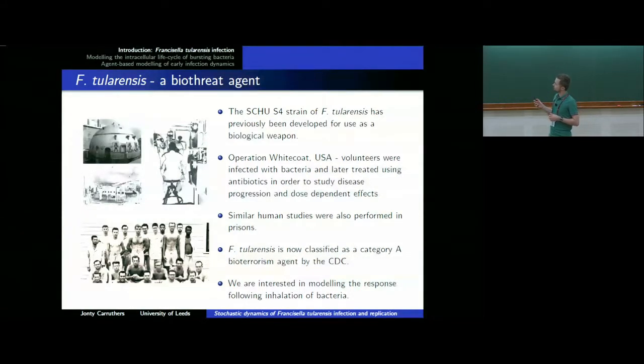And so collectively, with all this information, having previously been implemented in biological weapons, and the low infectious dose, that 10 colony-forming units that you need for infection, this has resulted in Francisella being classified as a Category A bioterrorism agent by the Centers for Disease Control and Prevention. So this is the top tier of biological agents. And so for DSTL, the interest is in looking at how we can model this bacteria, particularly at these low initial doses, and also the early stages of infection.